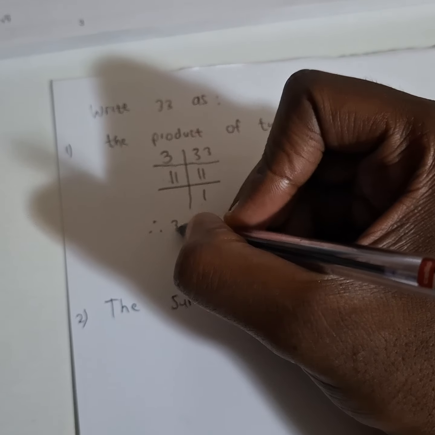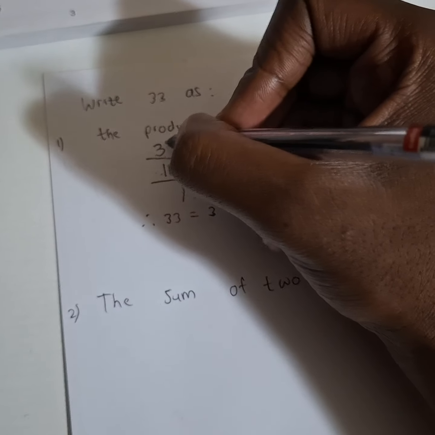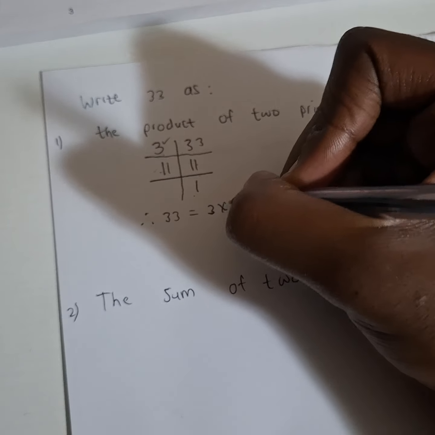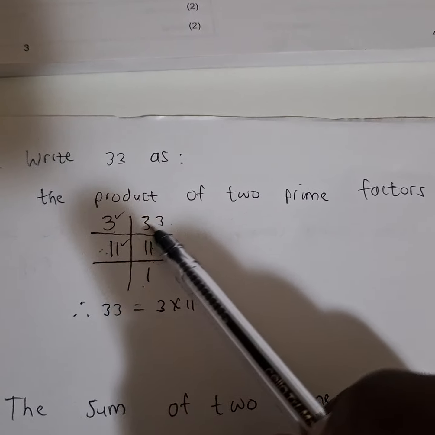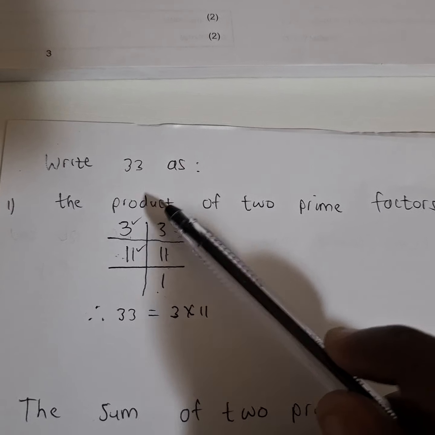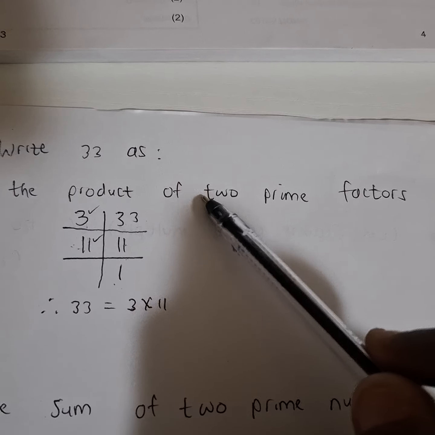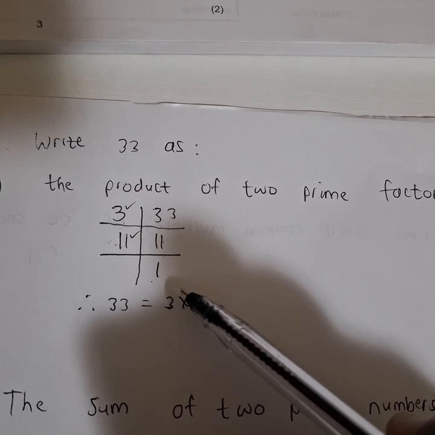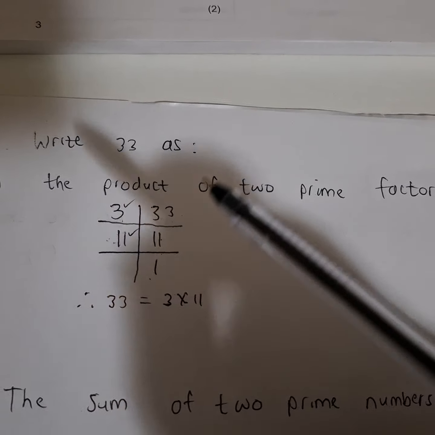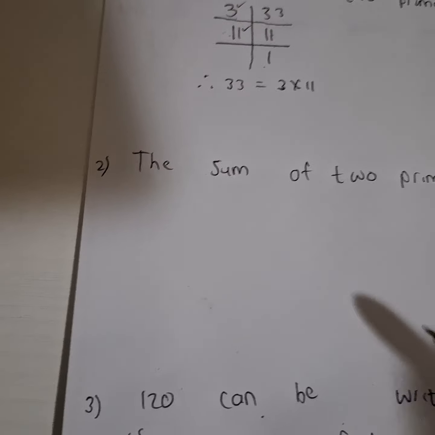Therefore we can say that 33 is equal to 3, taken from this 3 here, times 11, taken from that 11 there, and we've answered the question, because the product, meaning the multiplication, of two prime factors. These are the prime factors which when multiplied together give us 33. So that's answered that question, and we can get our 1 mark that we needed there.